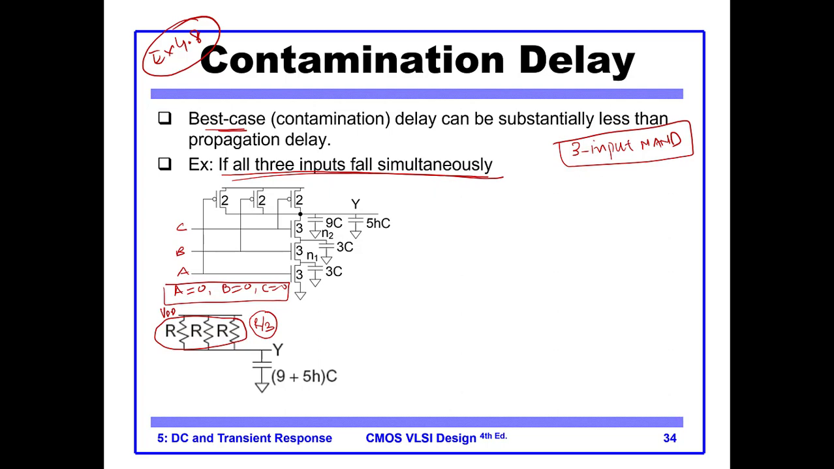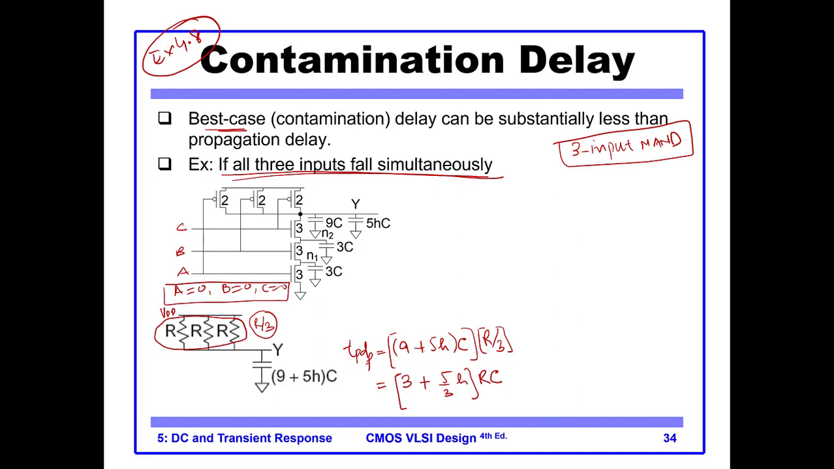What will be the delay in this case? We can write the TPD fall, which is 9 plus 5 HC into the resistance R by 3, which is the equivalent resistance of the parallel combination, and if we apply this one, it will become 3 plus 5 by 3 H C into R C.